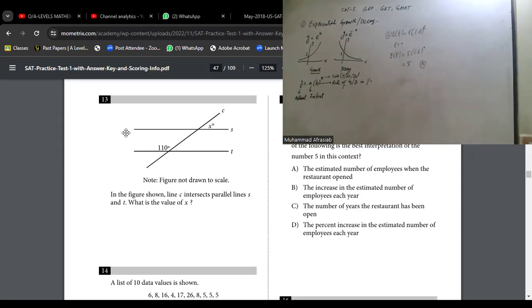B is wrong because it is about the estimated number of employees after each year. They are not asking about after each year, they are just asking about when it has just opened. The same is true for C, and the same for D. So the only choice is choice A.